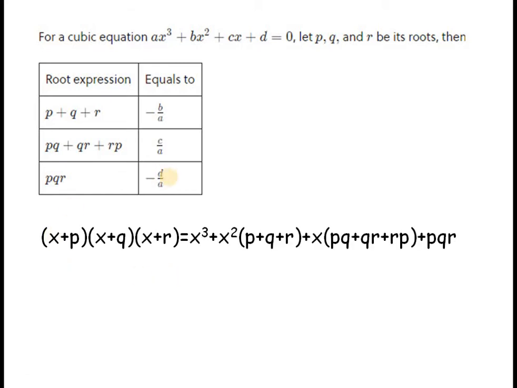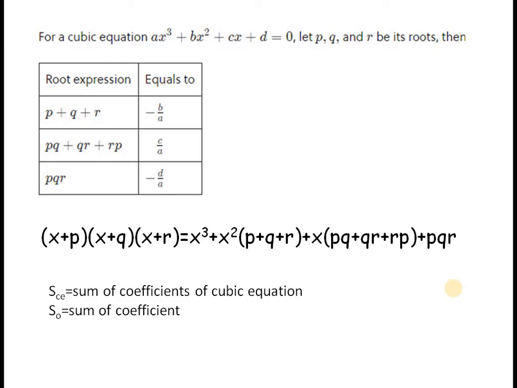And when you have these three roots, P, Q, R, suppose you have only roots. So this is how you can put up the whole equation: x cube plus x square into (P plus Q plus R) plus x into (PQ plus QR plus RP) plus PQR. Now this is very important to remember, since just remembering it can help us a lot in solving the cubic equation's roots.